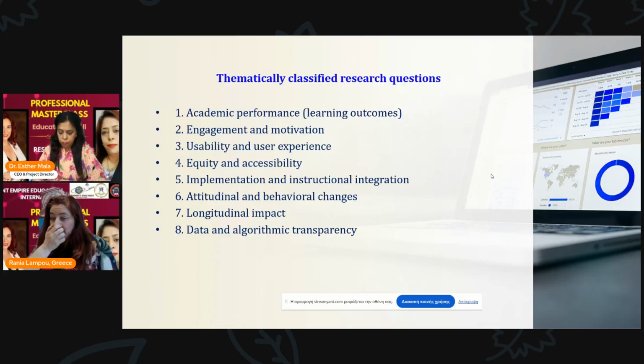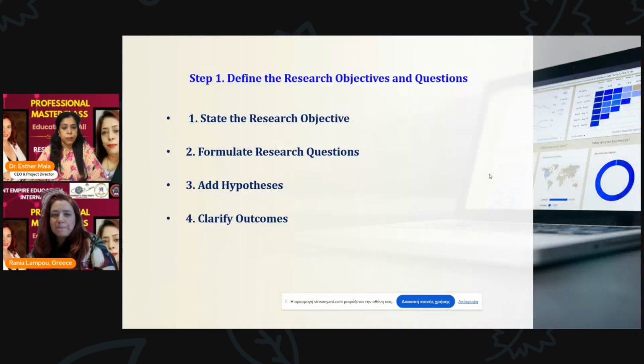And data and algorithmic transparency. For example, are students and teachers aware of how the AI personalizes content? Do students feel that the AI tool understands their learning needs, and how do teachers actually perceive the AI's decision making or recommendations? So the first step is to define the research objectives and the questions. State the research objective, formulate the questions, then you add hypotheses.